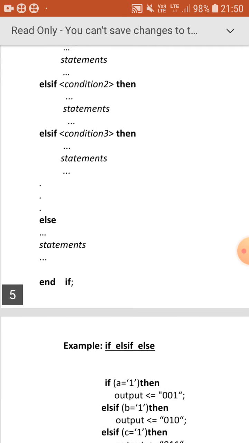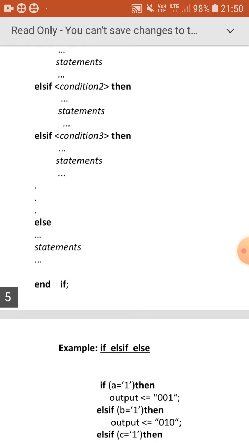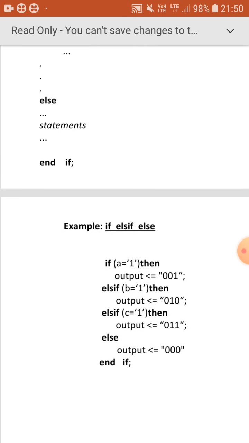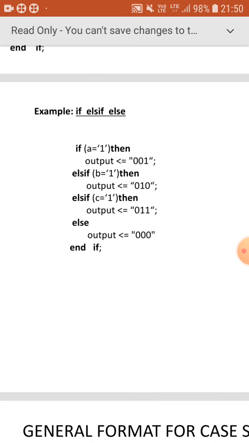If any condition is not satisfied, it goes to else, then it will execute the statements inside the else. Last line is end space if. Here you see the example.